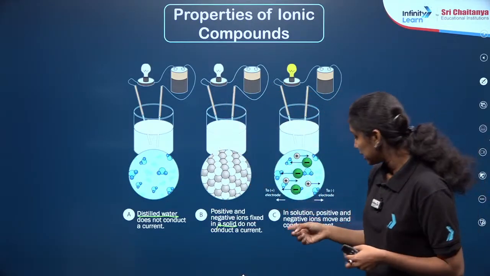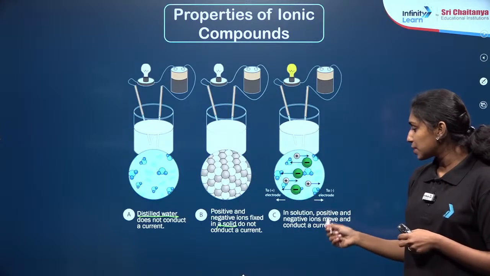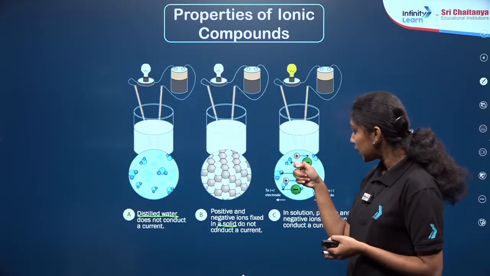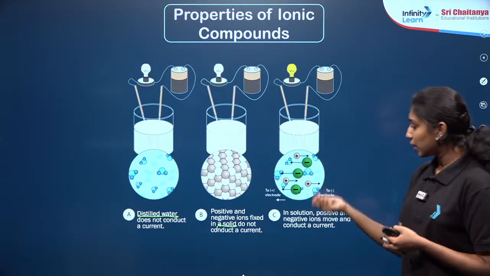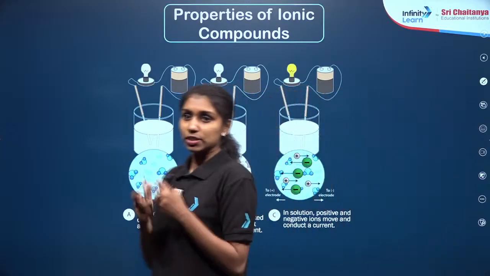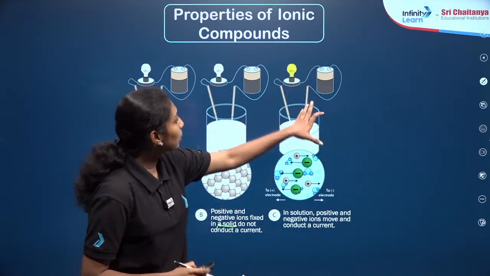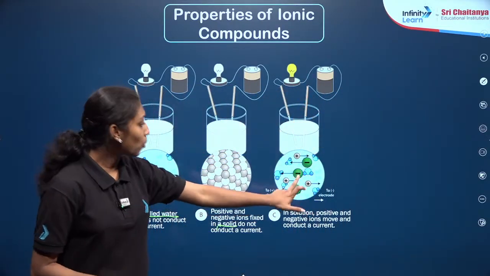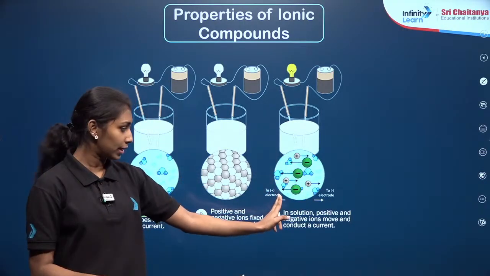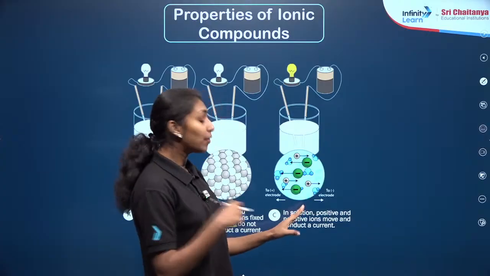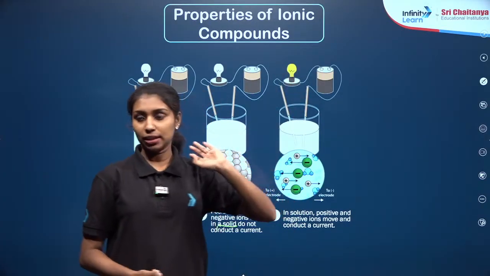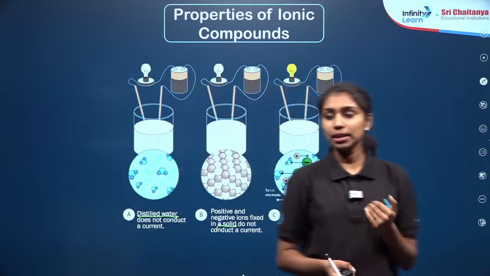Then the third case, solution. What you are observing here, both positive and negative ions are forming here. They have a tendency to move. There will be free ions present, right? They move towards the opposite electrodes, which means if you are putting the positive and negative terminal here, the positive ion will move to the negative electrode and the negative ion will move to the positive electrode, due to the conduction of electricity. So in the solution state, they have the tendency to move, so they will conduct electricity. That is why the bulb is lighting here. I hope you understand. Clear?